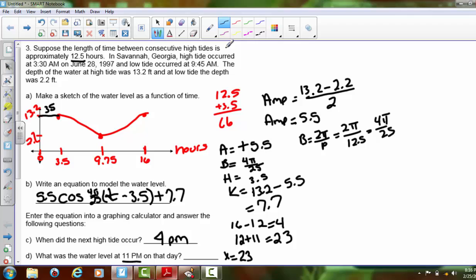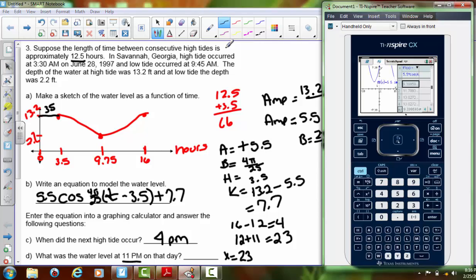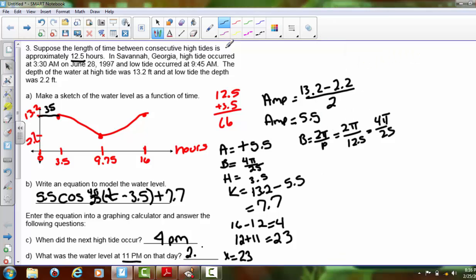Going back to my calculator, I want to scroll the table till x is 23. Almost there. And at x is 23, I have 2.58622. So we're going to call that 2.586 feet.